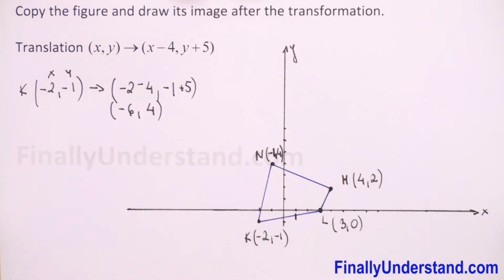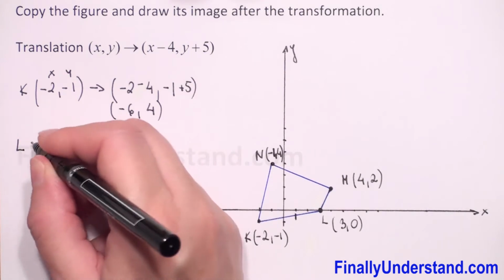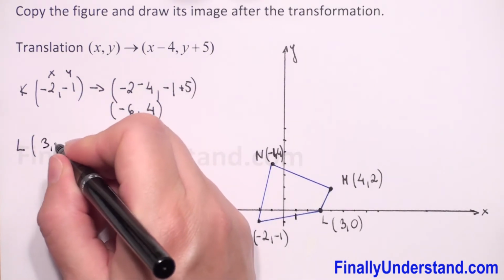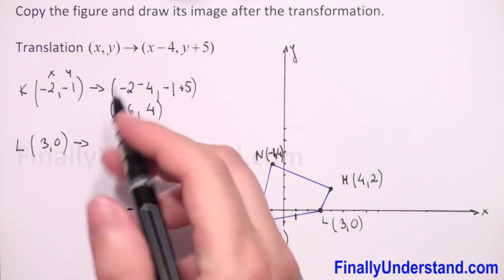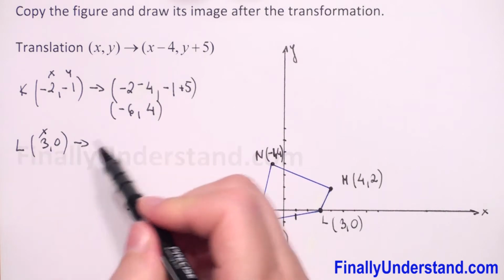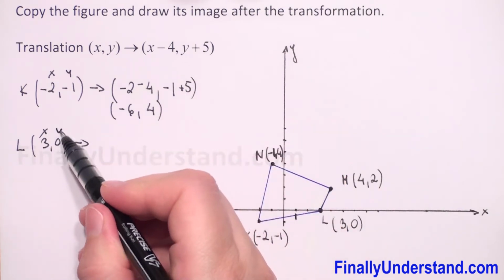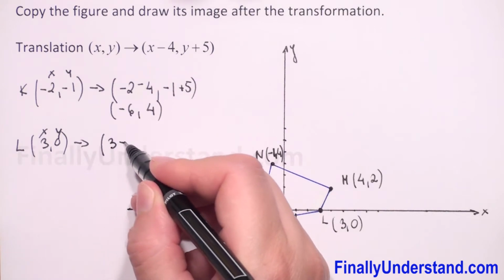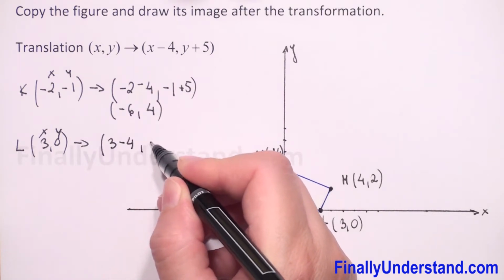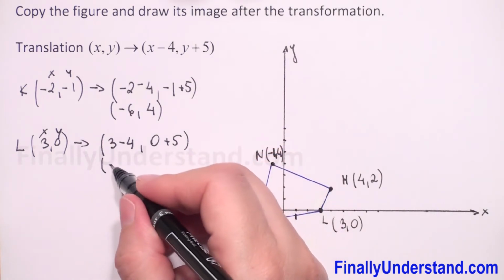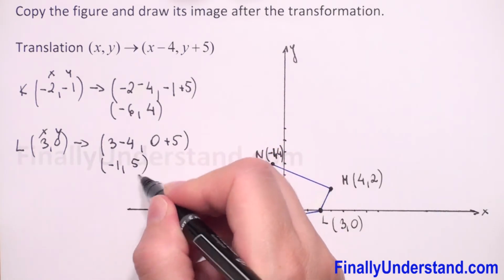And next we have L with coordinates (3, 0). It means we have to subtract 4 from x, this is our x now, and we have to add 5 to the y coordinate. So now we will have 3 minus 4 and 0 plus 5. So we have (-1, 5).